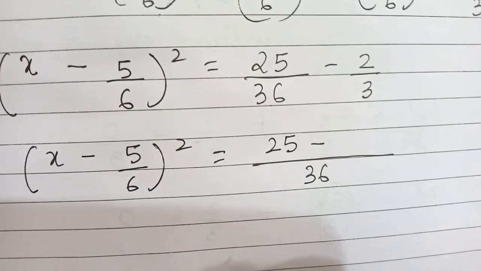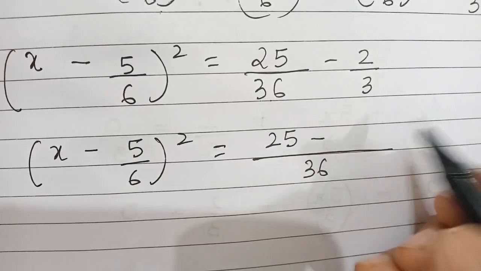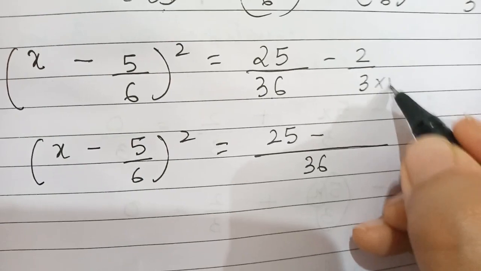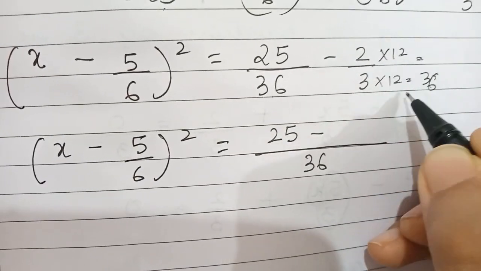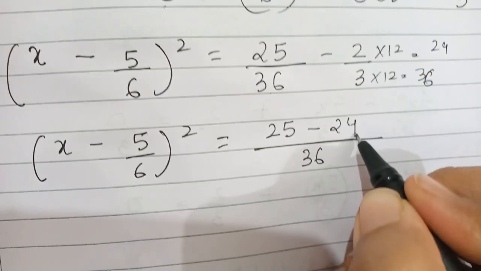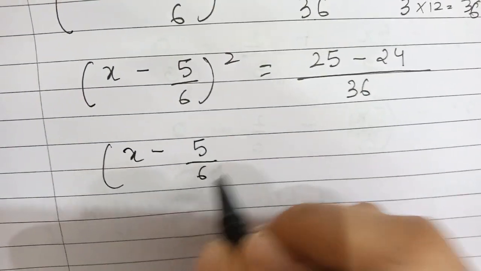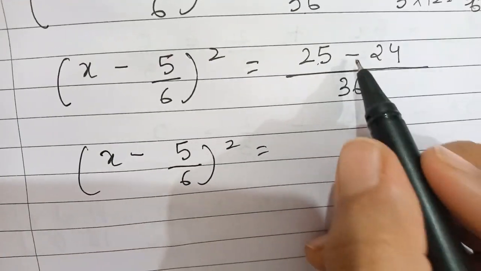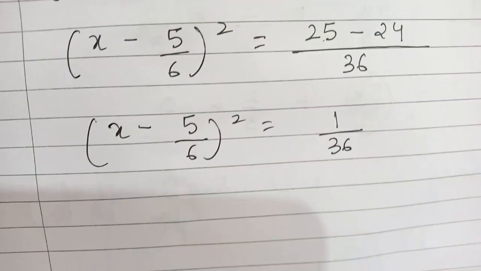We will take down 25. Now 3 multiplied by what will give you 36? By 12. 3 12s is 36. Over here we've got the denominator 36. So whatever is multiplied in the denominator, you multiply it in the numerator. So this is 24. So here is the LCM. Now moving on, this will be 25 minus 24, which will give you 1/36.